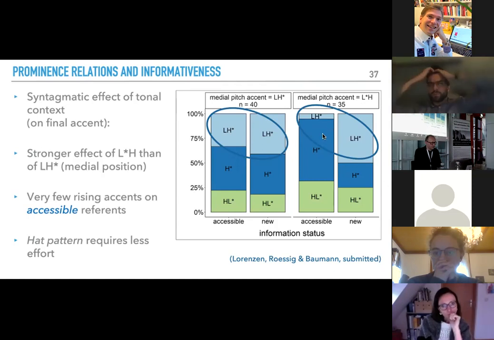So we find only very few rising accents on accessible referents, as you can see here. And this is probably because the rise of the preceding L star plus H occurs later than in L plus H star, which makes it easier to produce a head pattern, which in turn is particularly appropriate as a marker of accessible information. This is why we find more, or just less prominent, accents on accessible information. But what's important here, we have a syntagmatic effect of the tonal context.